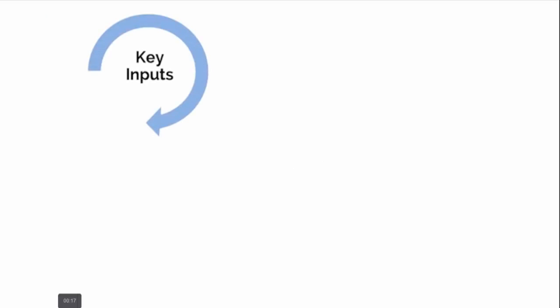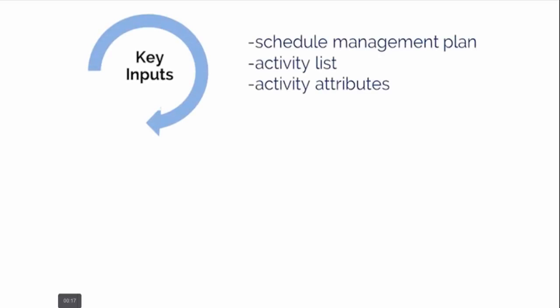The ITTOs for the Estimate Activity Resources process are as follows. Let's take a look at the key inputs for this process. The Schedule Management Plan, which identifies the level of accuracy and the units of measure for the resources to be estimated. The Activity List. It identifies the activities that will need resources.